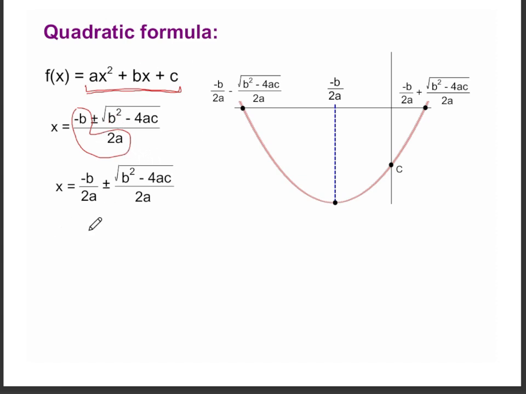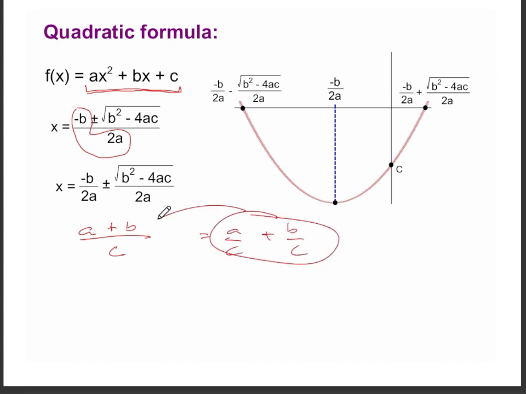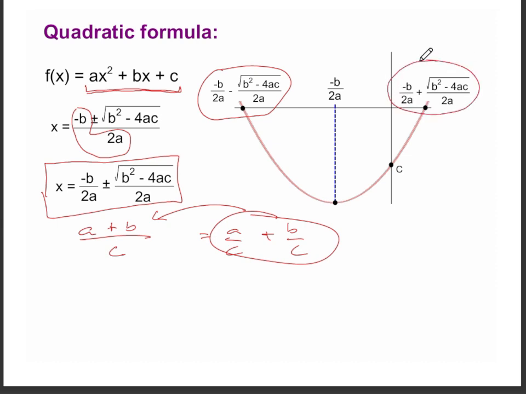This is just a general thing about fractions: if I have a plus b over c, I can split it into a over c plus b over c. And if I start off with this, I can end up with this, right? And that's what they're doing here. And so your two x values for this, which are your x-intercepts, remember, are going to be -b over 2a minus the square root part, and -b over 2a plus the square root part.